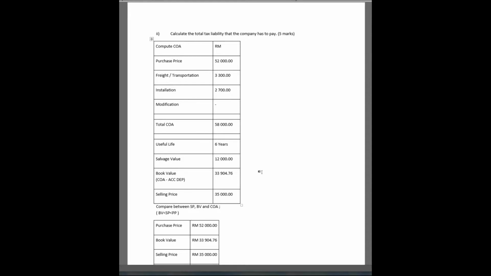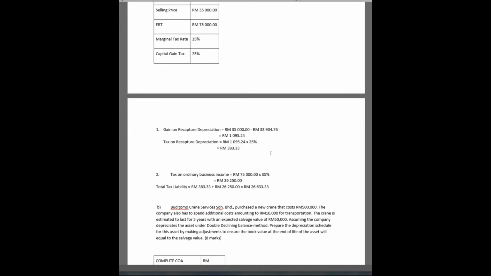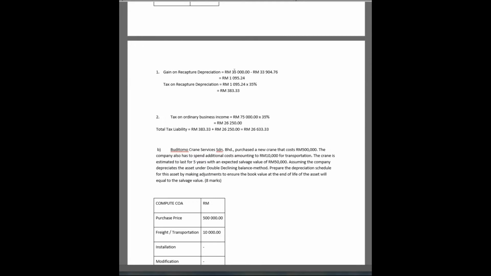By comparing the SP, book value, and COA: purchase price, book value, selling price, EBT, marginal tax rate, capital gain tax. Gain or recapture depreciation is 35,000 ringgit minus 33,904 ringgit 76 cents equal to 1,095 ringgit and 24 cents.